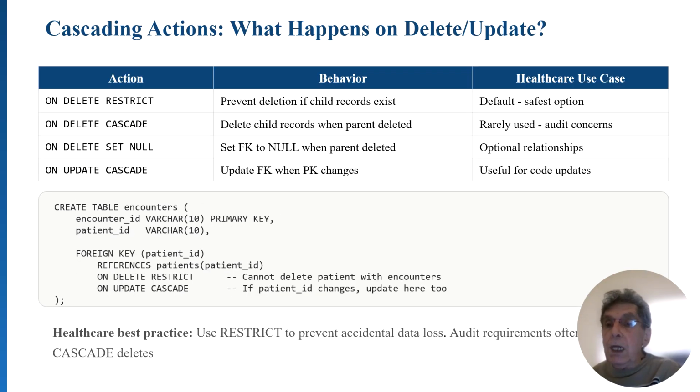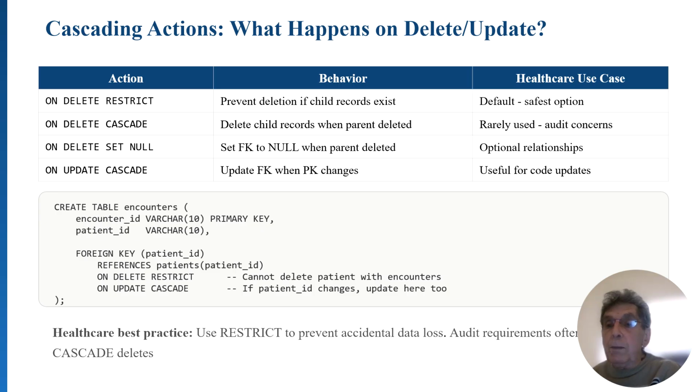When you define a foreign key, you can specify what happens when the reference row is deleted or updated. These are called cascading actions. On delete restrict is the default. If you try to delete a patient who has encounters, the database refuses. You must first delete or reassign the encounters, and then delete the patient. This is the safest option and is appropriate for most healthcare scenarios.